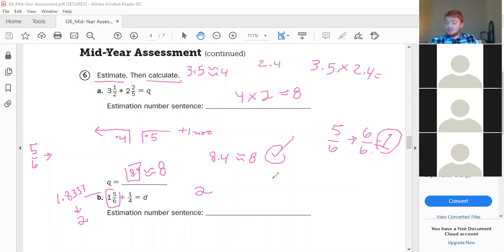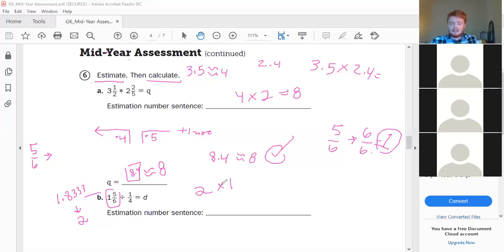Guys, that's all estimation is. All you are doing is rounding to a whole number so that you don't have to deal with complicated numbers like fractions and decimals. Because 1 and 5/6 is a complicated number for us, rounding and estimating can help us in the long run. So I can round this to 2, just like 1/4, since it's a fraction and it's below 1, I can round that to 0 or 1. I'm going to just round it to 1 because that's going to make multiplying this a lot easier.